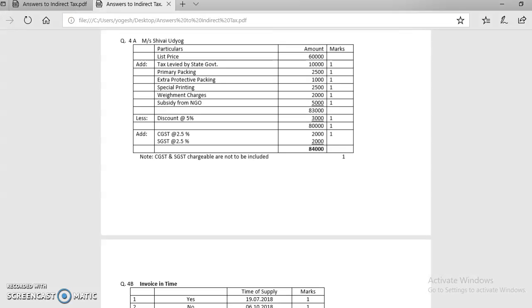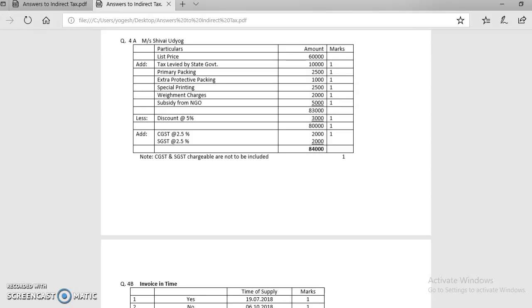So now we are going to see the solution. If you see the solution, see the price 60,000, then we are going to add the taxes levied by the state government, that is 10,000, then primary packing, extra protective packing, special printing, wetment charges, and see the subsidy received from the NGO. So we'll get the total 83,000.